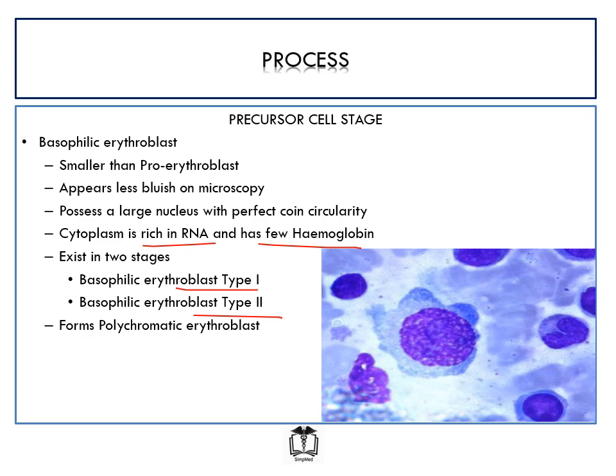Basophilic erythroblast undergoes division and differentiation to form the third class of precursor cells under erythropoiesis, known as polychromatic erythroblast. We'll talk about that in a minute.